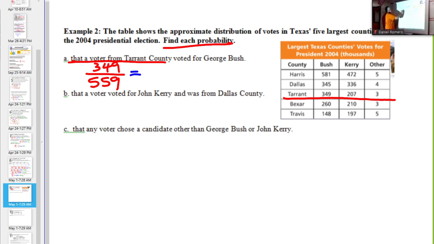Alright, so now, it doesn't say how to write it. It's 0.6243, which is 62.43% of voters voted for Bush.